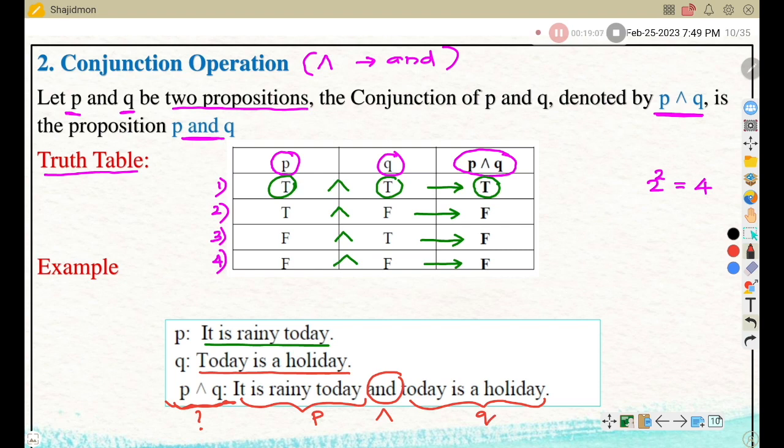So just write logically. It is rainy today and today is a holiday. Correct. So that is the conjunction of these two statements, P and Q. Hope you understood how we are writing conjunction, what the truth table is, and how we are writing it in English. Okay, now let me go to the third operation here.